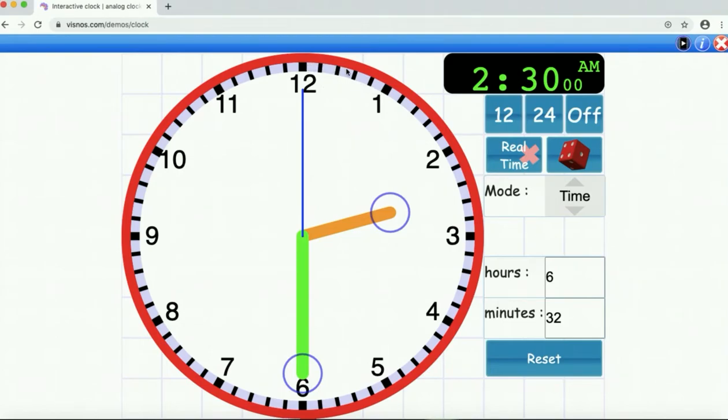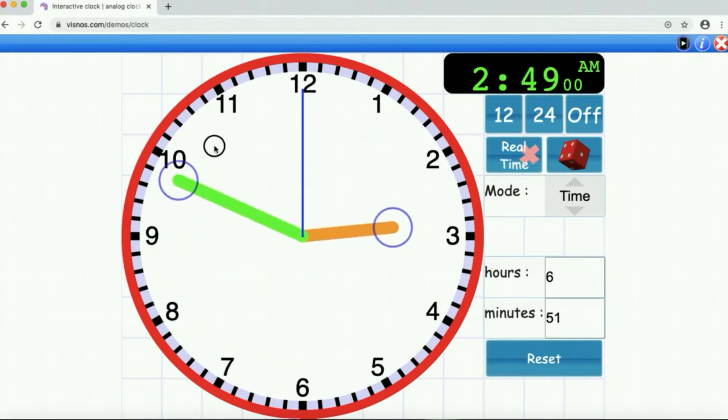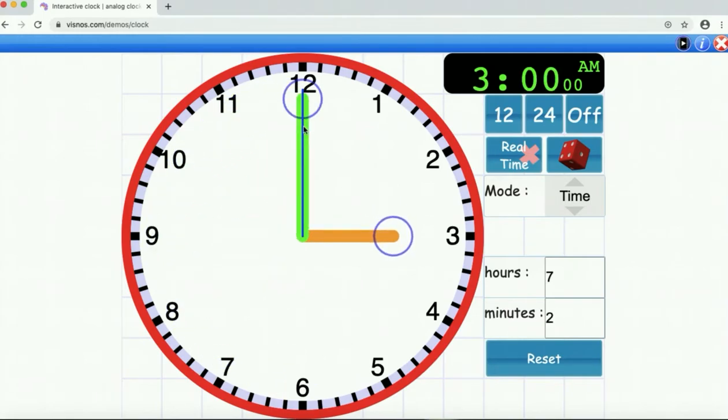Count from here till here: 1, 2, 3, 4, 5, 6, 7, 8, 9, 10, 11, 12, 13, 14, 15, 16, 17, 18, 19, 20, 21, 22, 23, 24, 25, 26, 27, 28, 29, and 30. So this is 30 minutes, and this side is also 30 minutes. Also I want to tell you one thing. Each number is a multiple of 5: 5, 10, 15, 20, 25, 30, 35, 40, 45, 50, 55, 60.